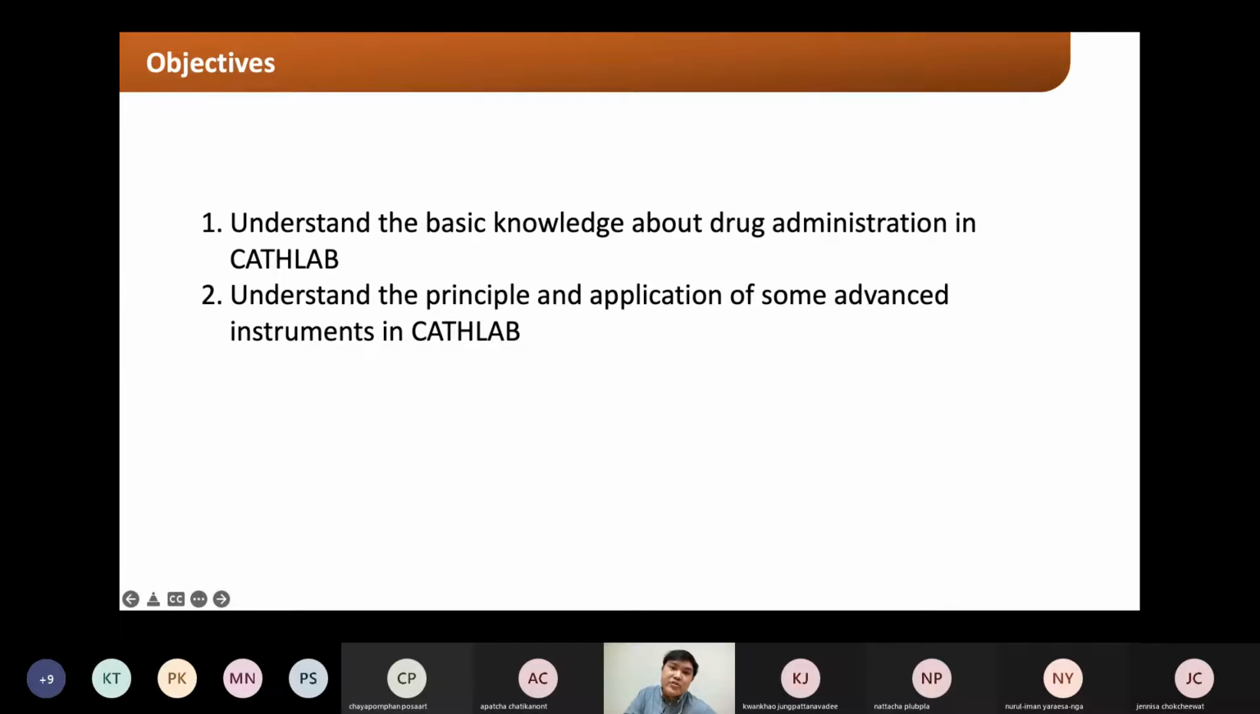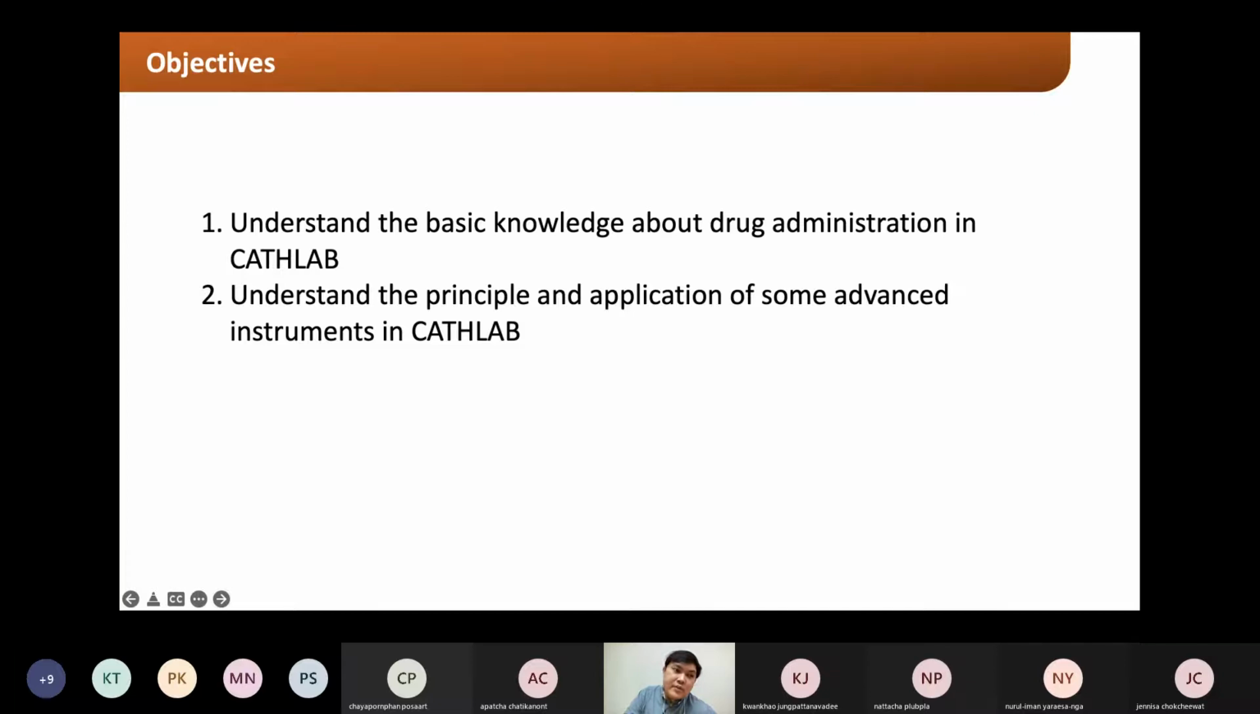So there are some drugs that I would like you to remember. But for the other drugs in this topic, I just need you to know some basic knowledge and basic mechanism.